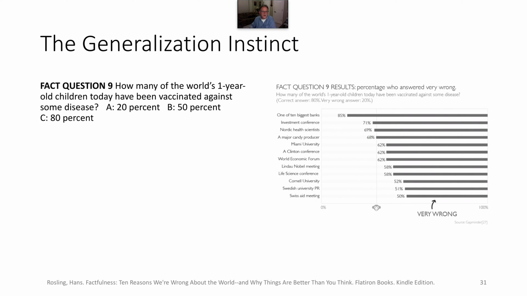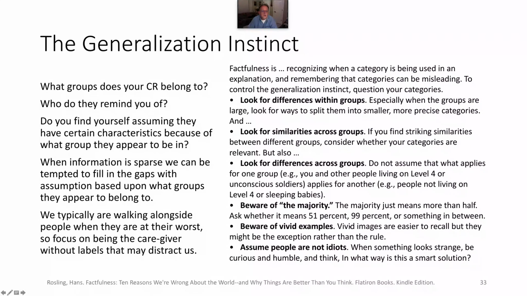Fact question number 9. How many of the world's one-year-olds today have been vaccinated against some disease? 20%, 50%, or 80%? And this requires refrigeration. So many business people think, oh my goodness, there's no way it could be a significant number. When in fact, the answer is 80%. And you'll notice that even people in the finance industry and so forth get it very wrong, like everybody else. So it is a good news story.